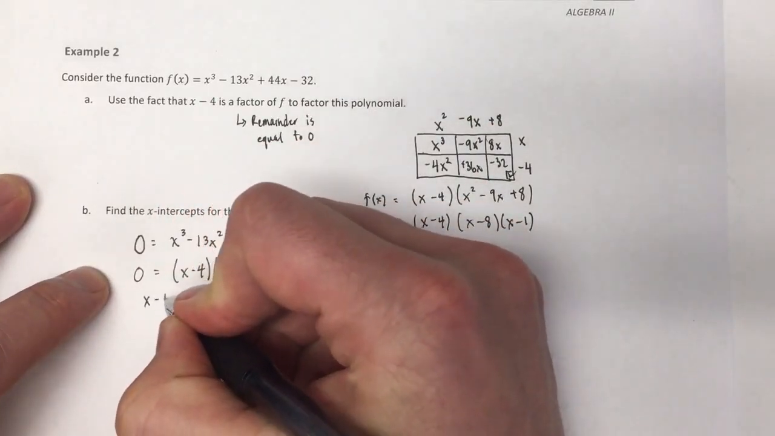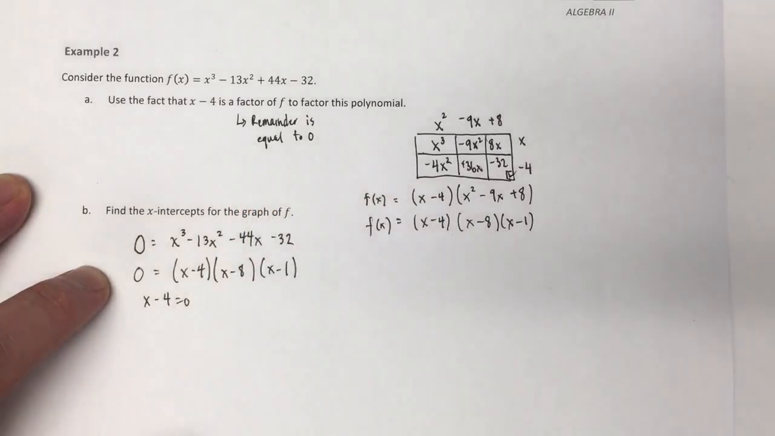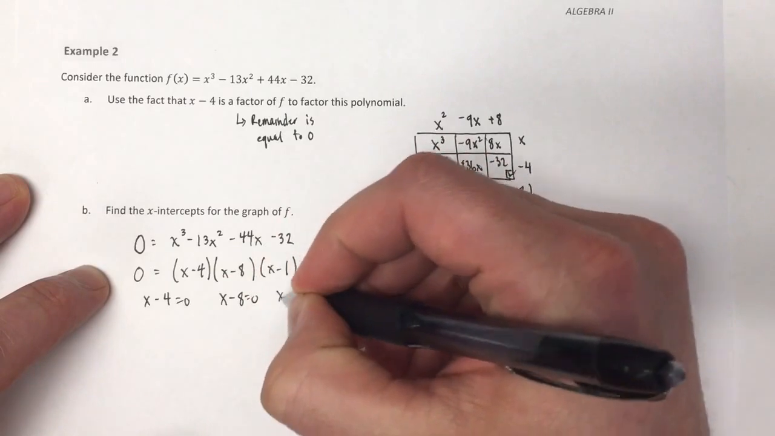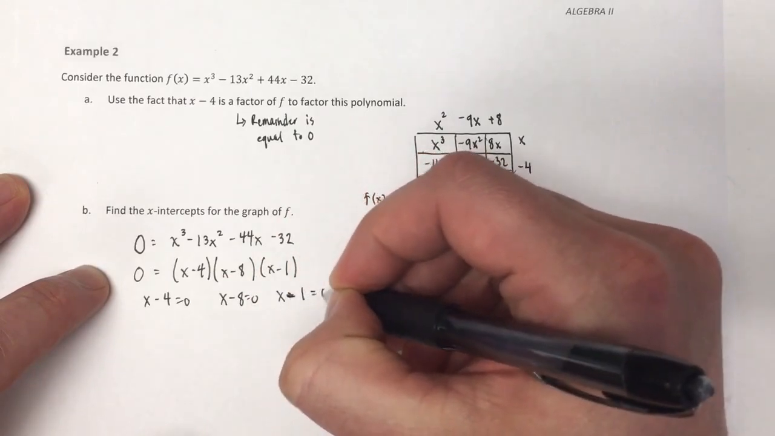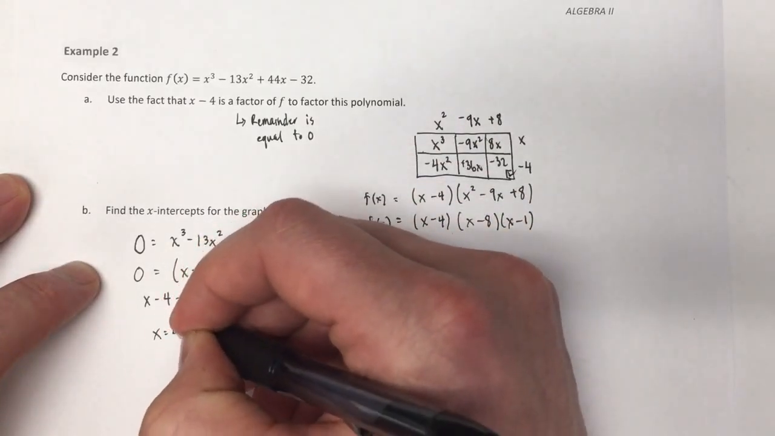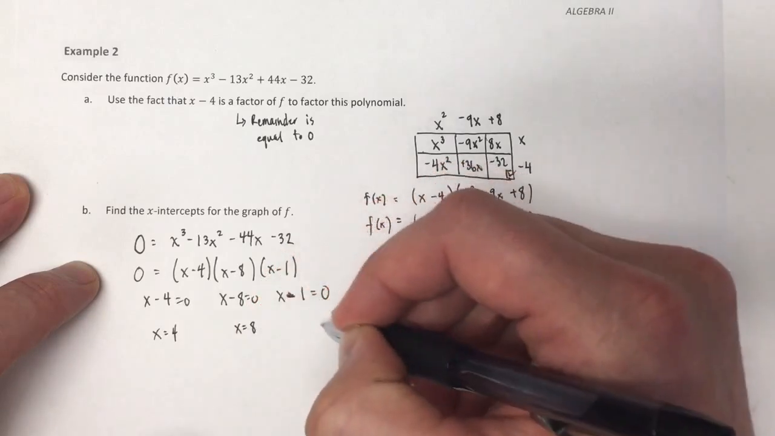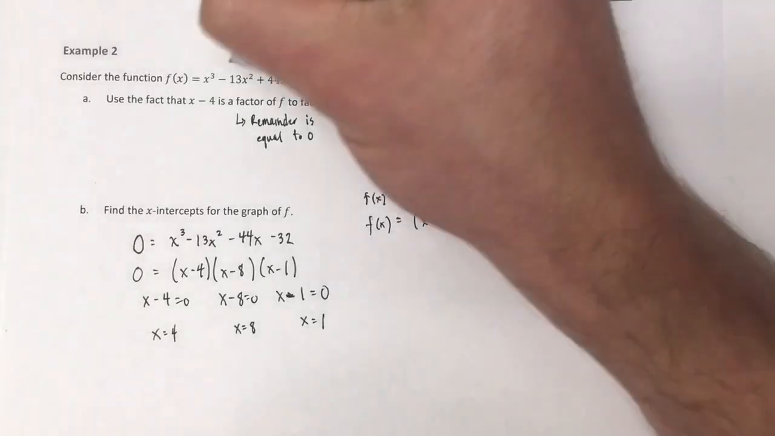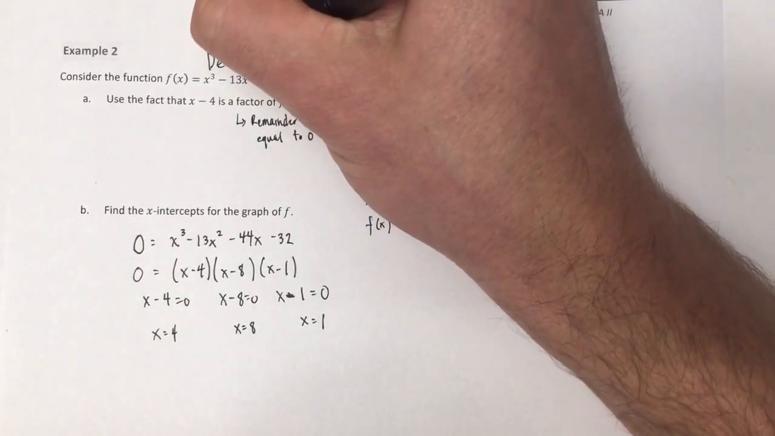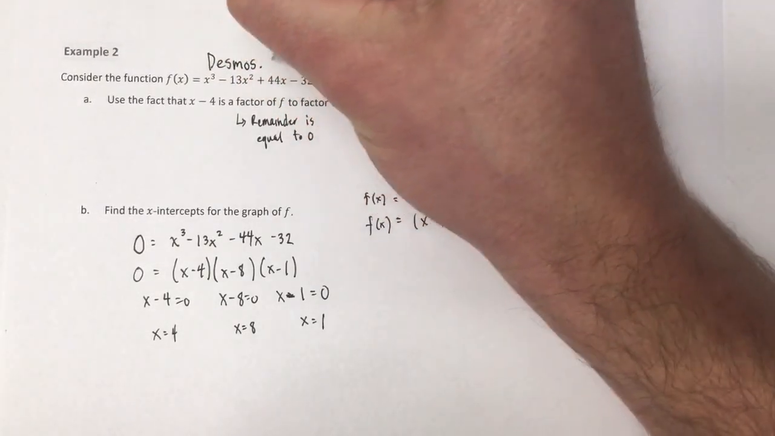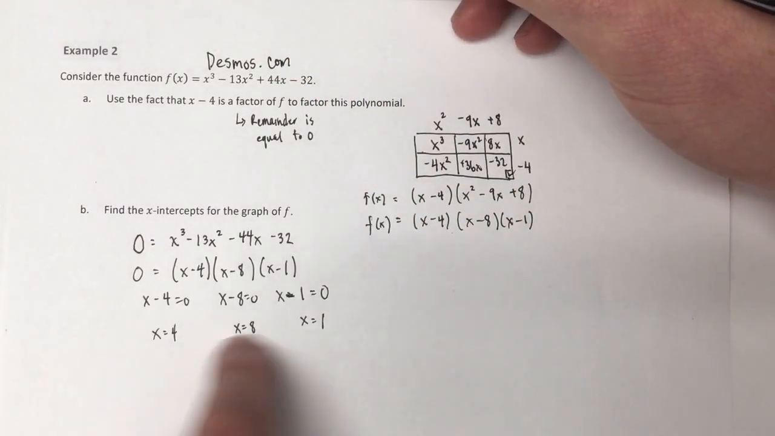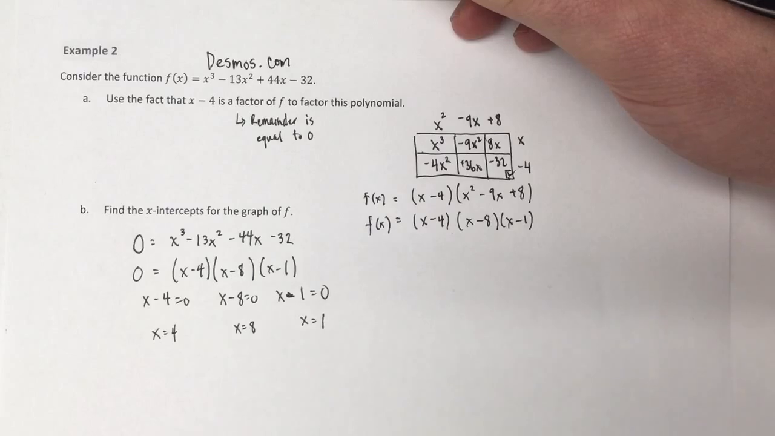Setting each factor equal to 0. Because of the zero product property, I have x minus 4 equals 0, x minus 8 equals 0, and x minus 1 equals 0. So x equals 4, x equals 8, and x equals 1. Now, if I had used Desmos as described by the teacher, I could compare the answers I got algebraically with the ones that I'm witnessing on the graph.